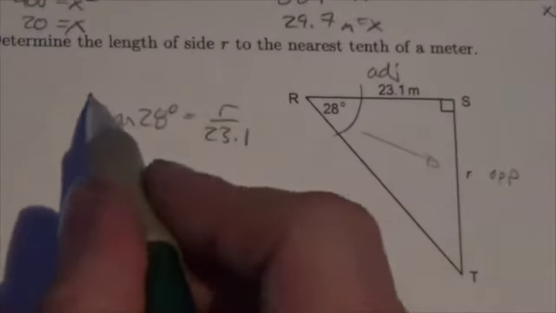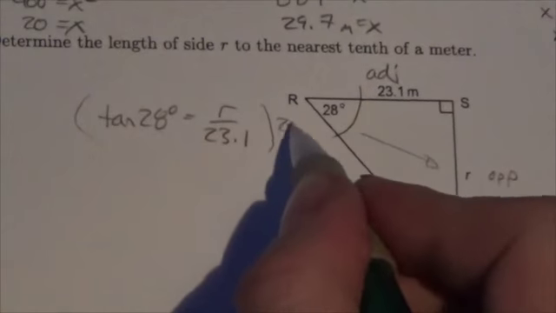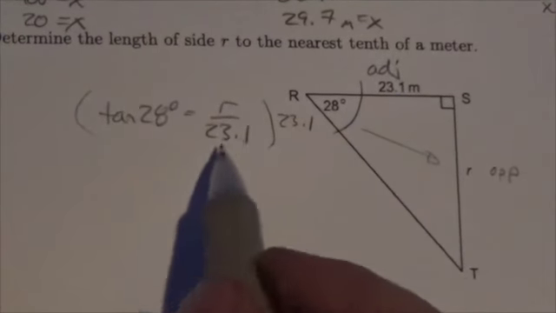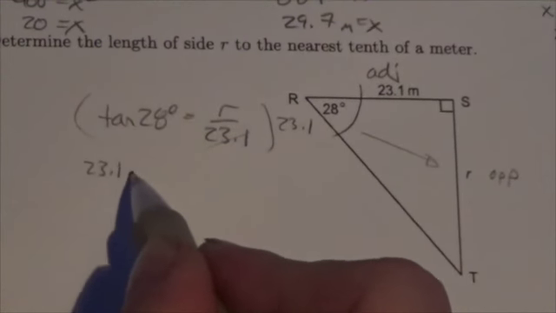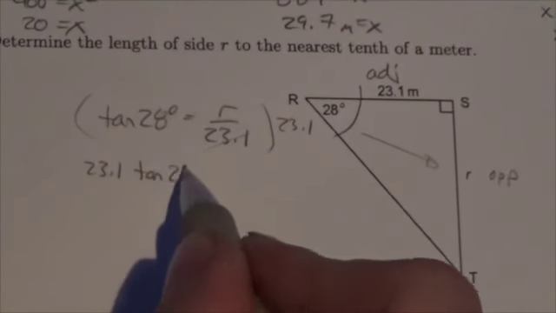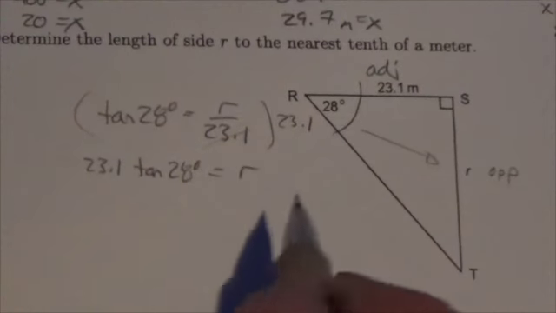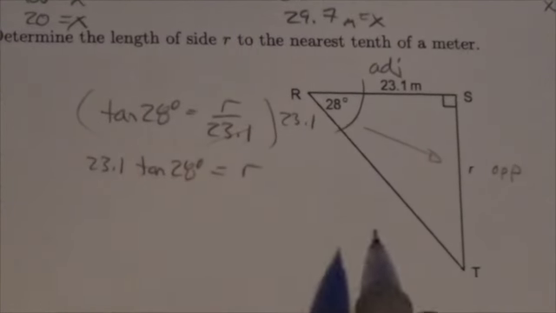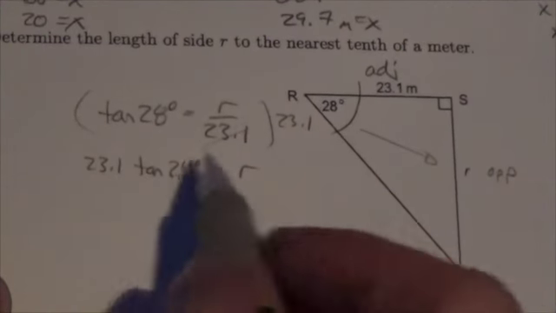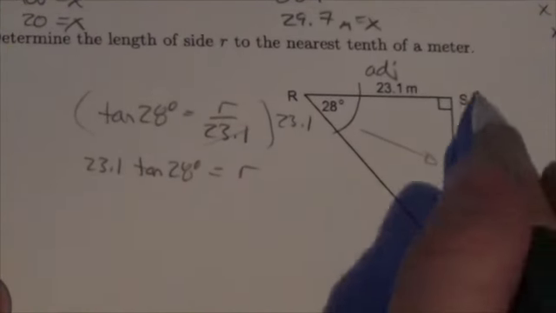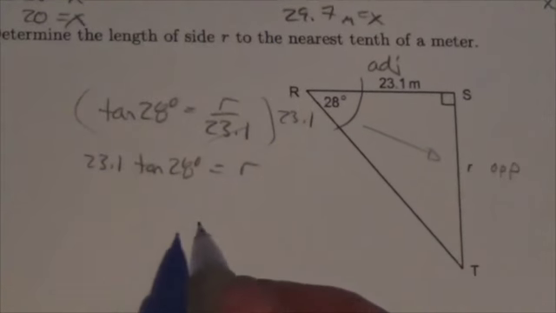Now I want to figure out what r is, so I'm going to try to get rid of this denominator. I'm going to multiply both sides here by 23.1. On the right-hand side, that will cancel, and on the left-hand side, it's just going to be 23.1 times the tangent of 28 degrees, and that will just equal r. Now remember, tangent of 28 is just a number. It is the ratio. It is the ideal relationship between the opposite side and the adjacent for this particular angle.